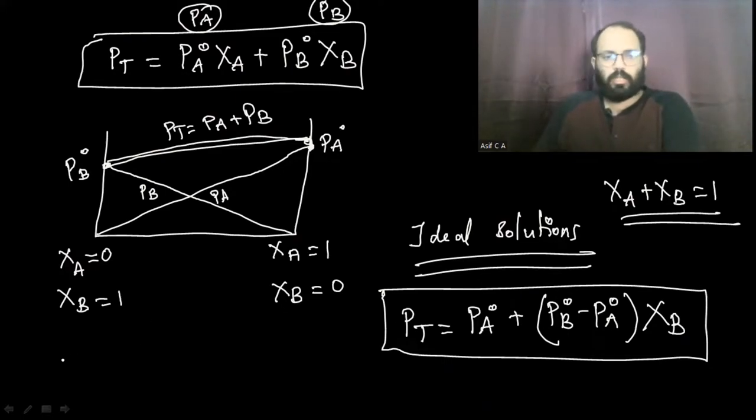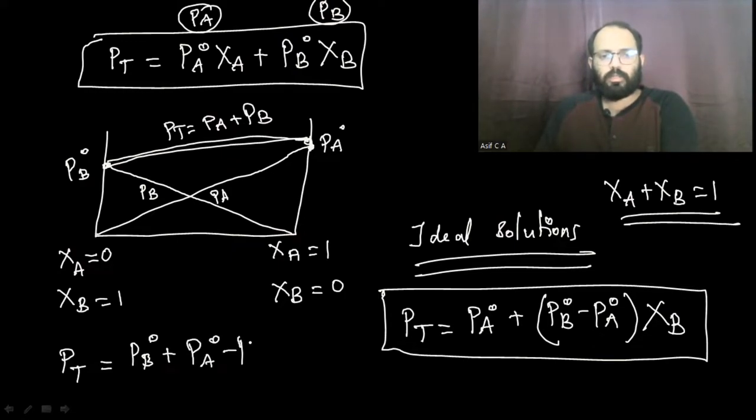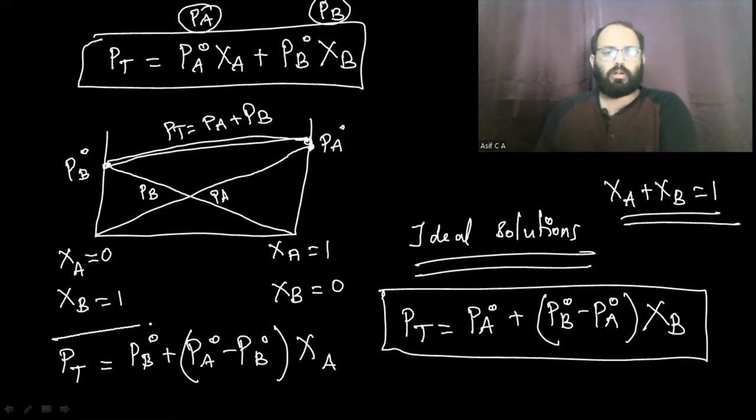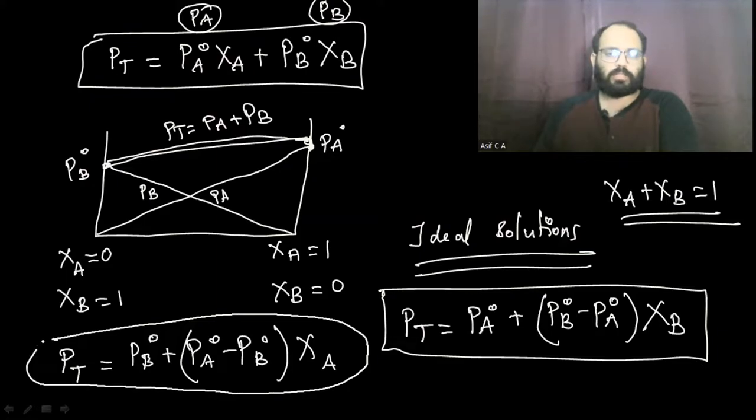On the other side, if we write XB with respect to XA, it is PT is equal to PB naught plus PA naught minus PB naught into XA. So if you have only one mole fraction, you can still find out the total pressure. The solution that obeys Raoult's law, we call an ideal solution.